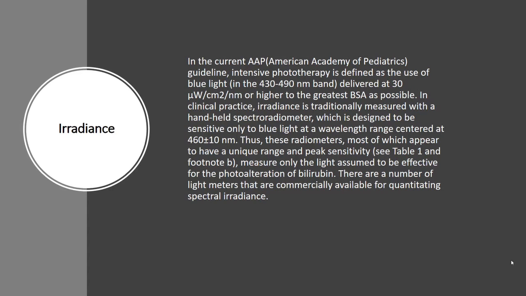Thus, these radiometers, most of which appear to have a unique range and peak sensitivity, measure only the light assumed to be effective for the photoalteration of bilirubin. There are a number of light meters that are commercially available for quantitating spectral irradiance.